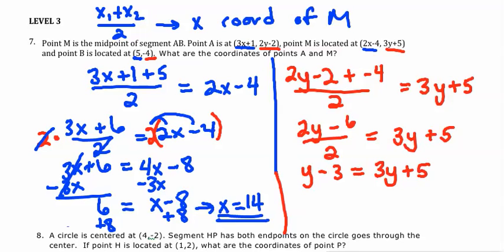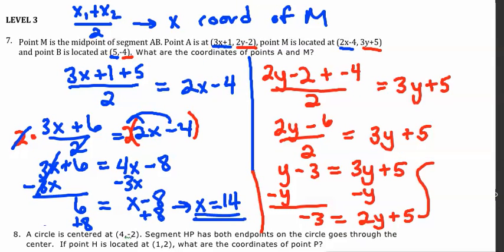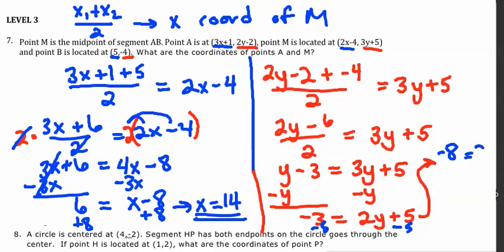Alright, now let's take this y to the other side. So we've got negative 3 equals 2y plus 5. Okay. And now we're going to bring this 5 over. So now we've got negative 8 on the left equals 2y. Divide by 2, and y is negative 4.